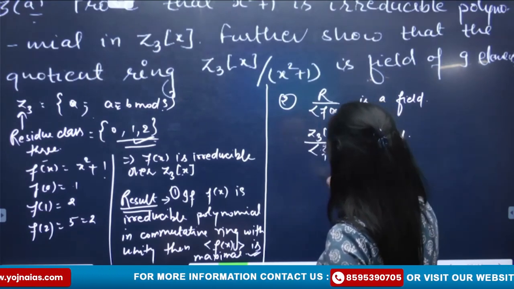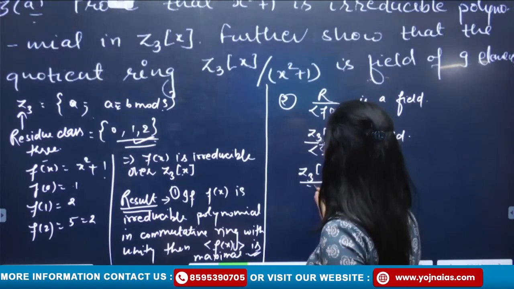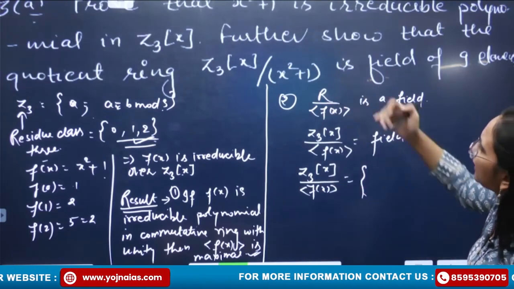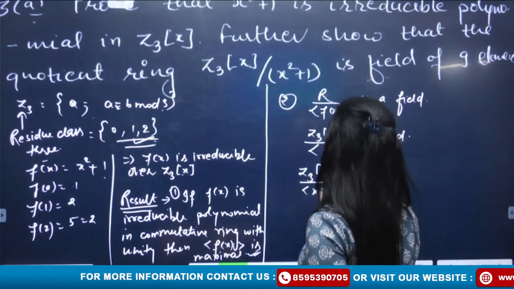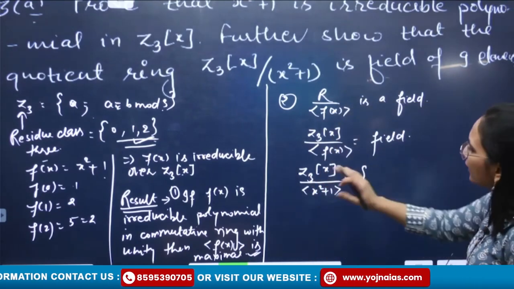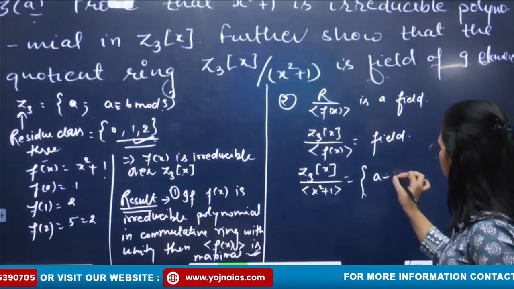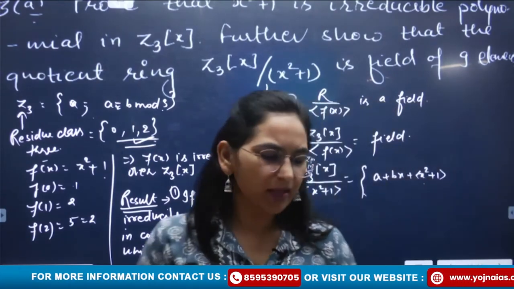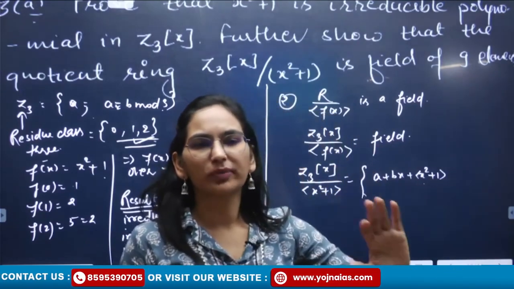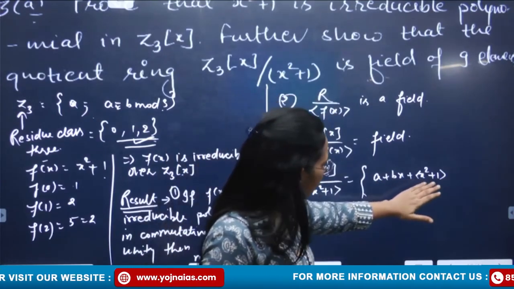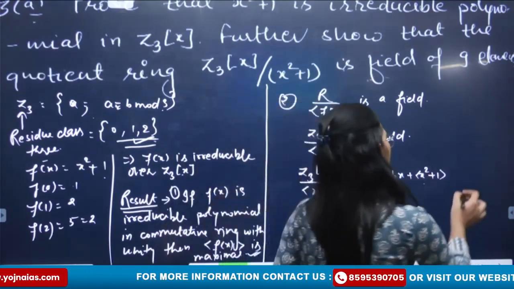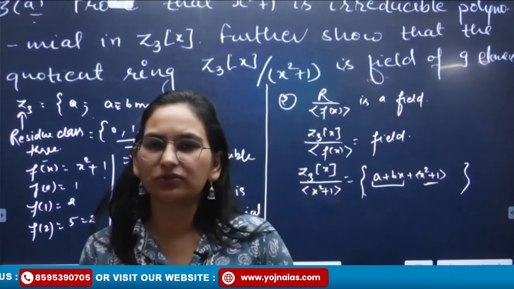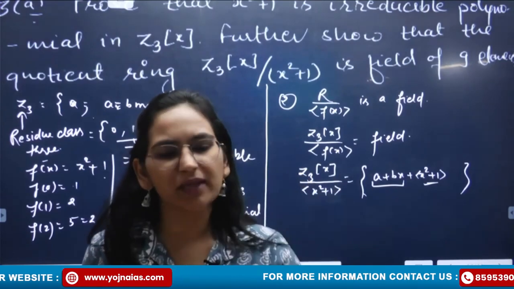And if it is a field, then any element of this field is of what type? What was our f(x)? Whatever it was, write it. x square plus 1. So any element of this would be, polynomials will come from here, and then a plus bx plus the ideal generated by x square plus 1. Why am I saying this? Because this polynomial generated by this would contain all the polynomials of degree greater than or equal to 2. Whatever terms of degree more than 2 come, those would be consumed by the ideal generated by x square plus 1. We are left with only a constant term and a term of degree 1. So a and b are the variables that we need to determine.